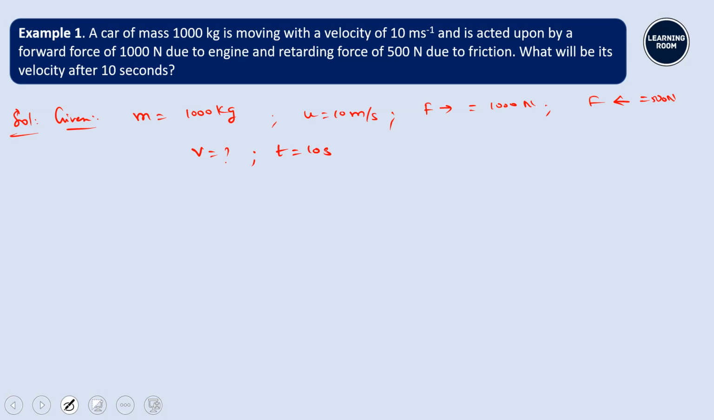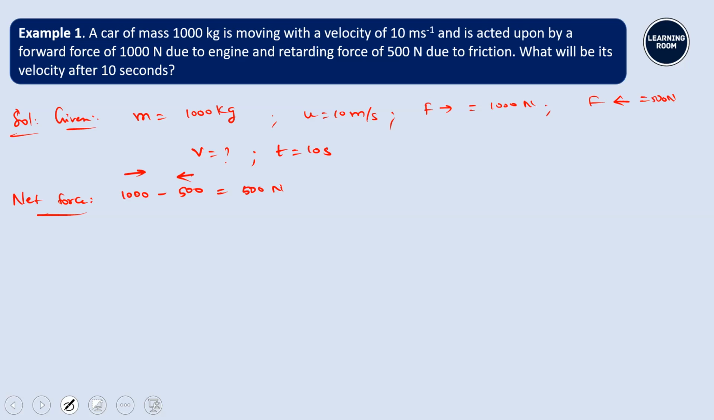So tell me one thing. What's the net force acting on the object? Net force will be 1000 in the rightward direction minus 500 acting in the leftward direction. So don't get confused there. I did use the vector symbol here. I am saying this 1000 is pertaining to the forward direction and this 500 is pertaining to the reverse direction. So this is going to be equal to 500 Newton, and this 500 Newton is what is responsible for the motion of the object.